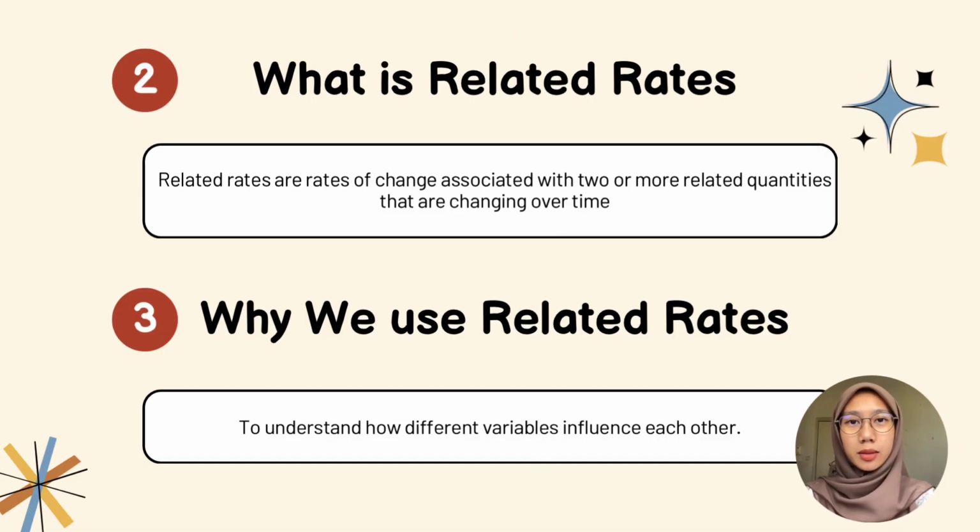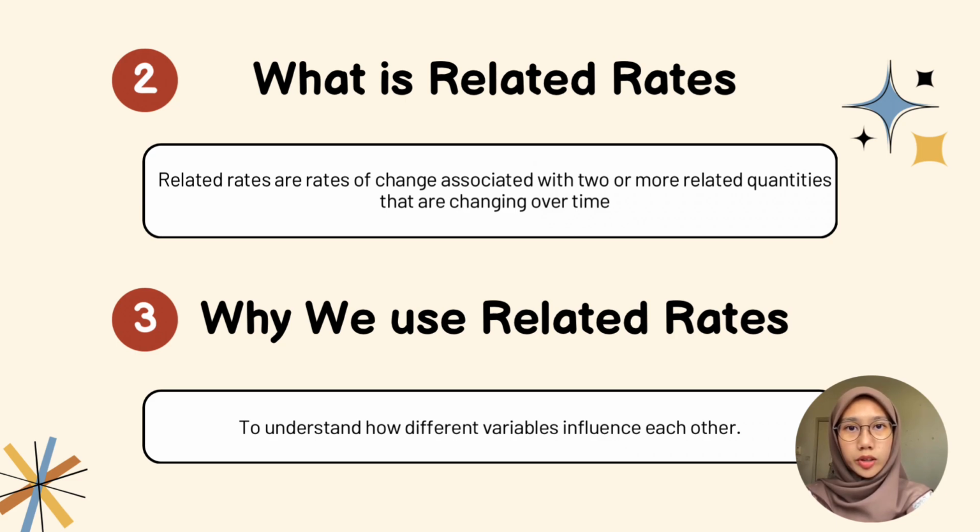Next, we are going to talk about related rates. So, what are related rates? Related rates are rates of change associated with two or more related quantities that are changing over time. If we know how the variables are related and how fast one of them is changing, then we can figure out how fast the other one is changing. This usually involves writing an equation relating the two variables and taking the derivative of the equation with respect to time. Implicit differentiation is often used.